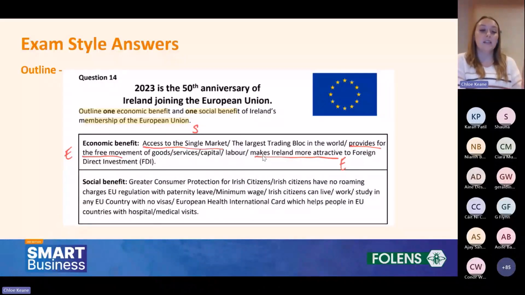So access to the single market, this provides free movement of goods. As a result, this makes Ireland more attractive to foreign direct investment. So I would use "as a result" or "which will lead to". They're the two connector sentences that I've given my third years. And I've said, if you see an outline question, these are the two sentences you need to think of, and you need to give a small bit more information. So you should be looking for two pieces of information there.